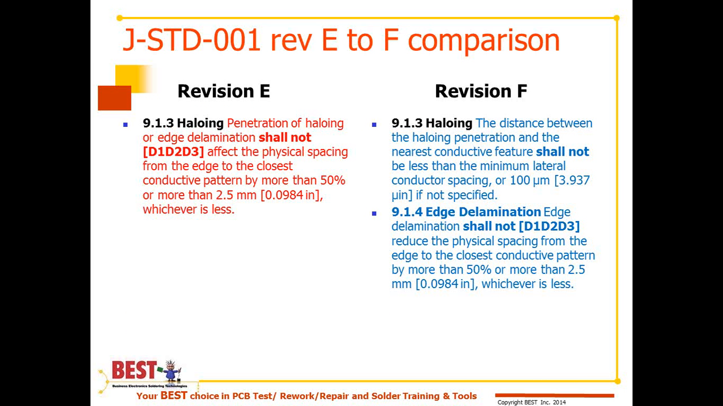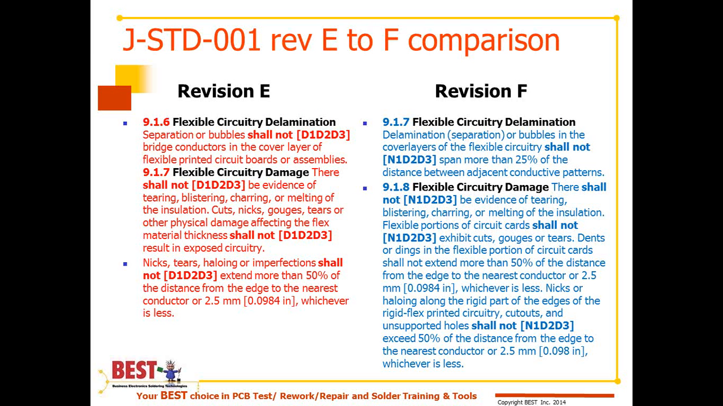Under 9.1.3, the requirements for haloing, they've deleted the section or the part there, and they've changed it to the distance between the haloing penetration and the nearest conductive feature shall not be less than the minimum lateral conductor spacing or 100 micrometers, if not specified. And the edge delamination, it says edge delamination shall not reduce the physical spacing from the edge of the closest conductive pattern by more than 50% or 2.5 millimeters, whichever is less, or it's a defect. So they've added that for haloing.